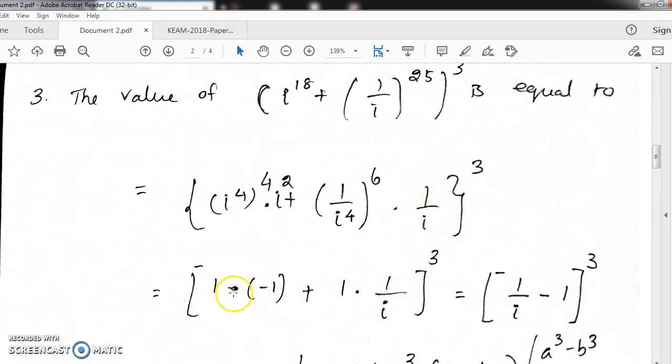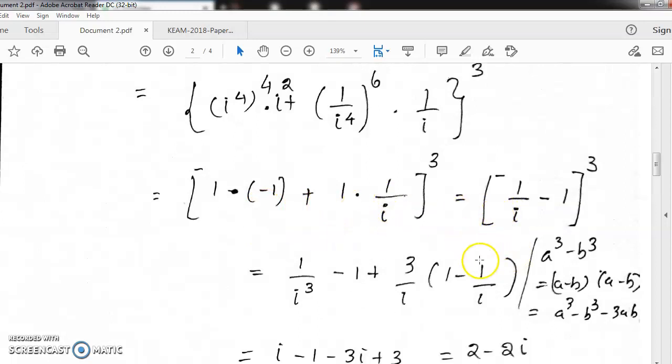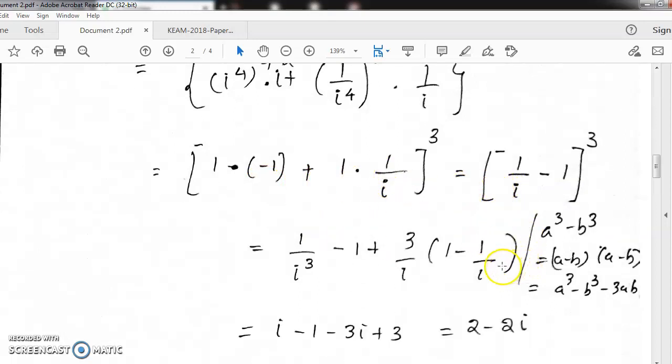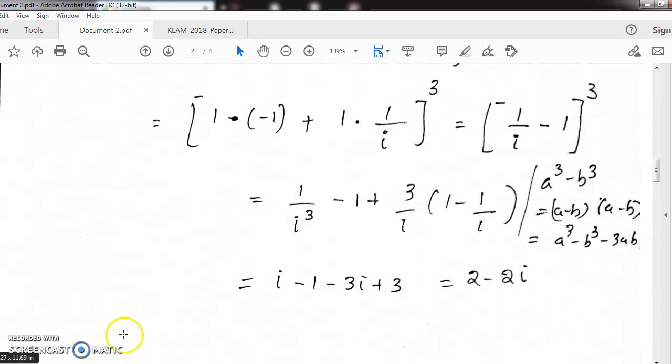So you have to add these two terms and take the cube of the sum: (minus 1 plus 1 divided by i) the whole cube. So it is basically in the form of (a plus b) cube, and that can be written as a cube plus b cube plus 3ab into (a plus b). Okay, so that's the way I wrote it. Okay, fine.